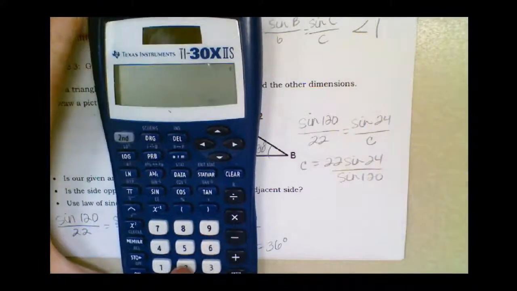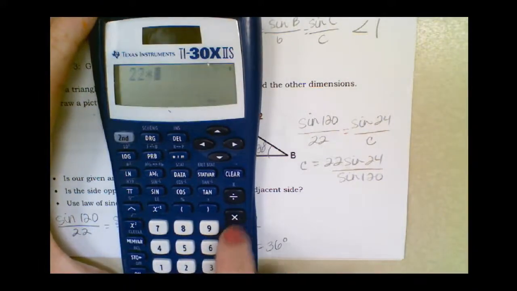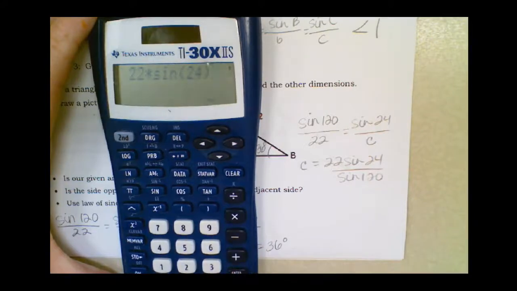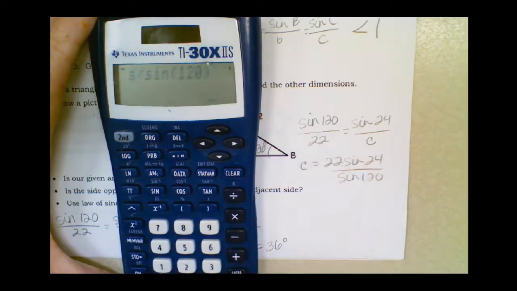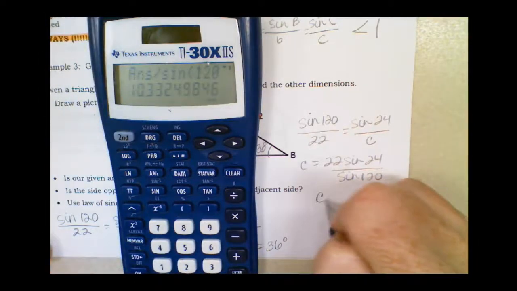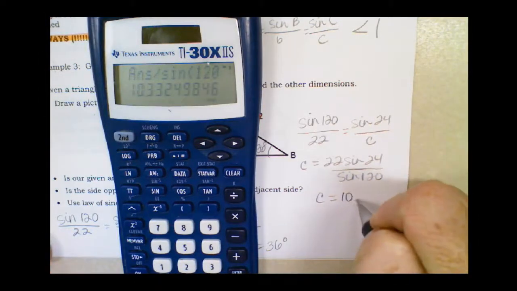And I would have 22 times sine of 24, close parentheses, divided by sine of 120, close parentheses, which gives us about 10.3.